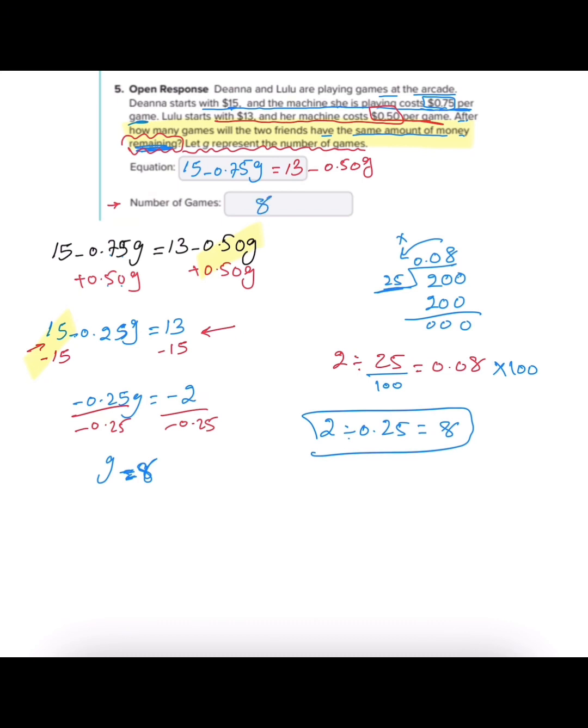How many games will the two friends have the same amount of money remaining? At 8 games. يعني عندنا هذه البنتين يوم يلعبون في أي لعبة بيوصلون نفس المبلغ الباقي في اللعبة الثامنة. أوكي، كل الأسئلة بنفس النمط.